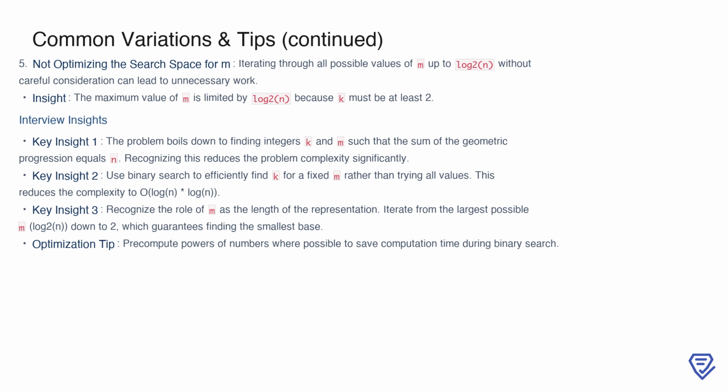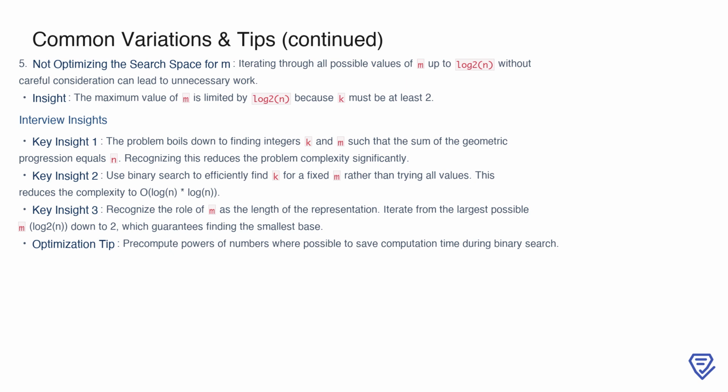One inefficiency arises when iterating through all potential values of m up to log base 2 of n, without refining the search space. Remember, the maximum value of m is constrained by log base 2 of n, because the base k must be at least 2. By focusing only on feasible values of m, we can eliminate unnecessary computations. A key insight for tackling this problem is to reframe it as finding integers k and m such that the sum of the geometric progression equals n. This perspective simplifies the problem significantly.